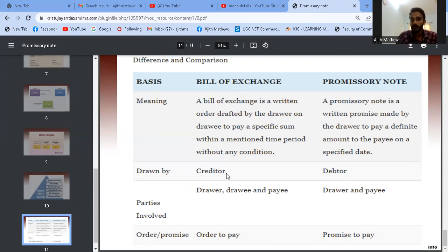So parties involved in the case of bill of exchange, three parties are there: drawer, drawee, and payee. In the case of promissory note, only two parties are there, that is drawer and payee. Okay, bill of exchange is an order to pay. Why order to pay? Because it's an order from the part of the creditor to the debtor. But in the case of promissory note, it's an undertaking. It's a promise to pay from the part of the debtor to the creditor. That is the main difference between bill of exchange and promissory note.